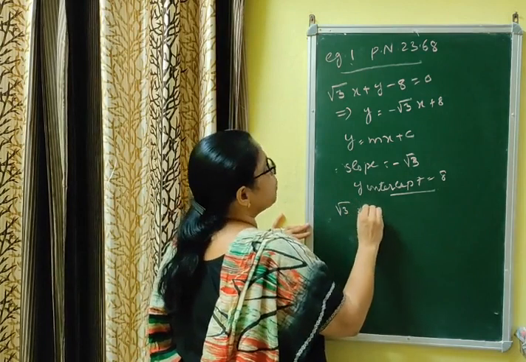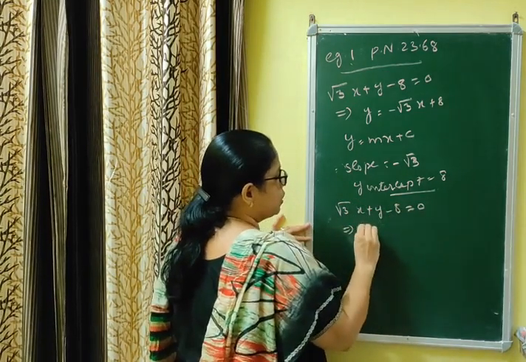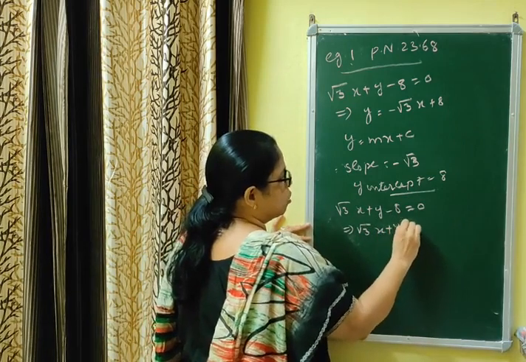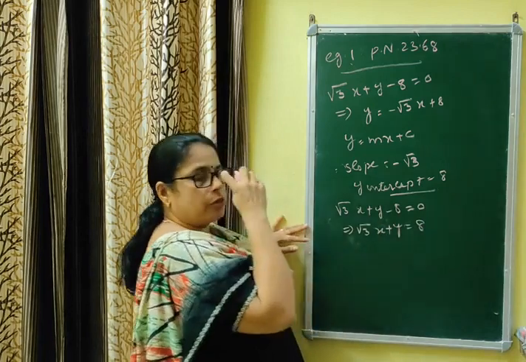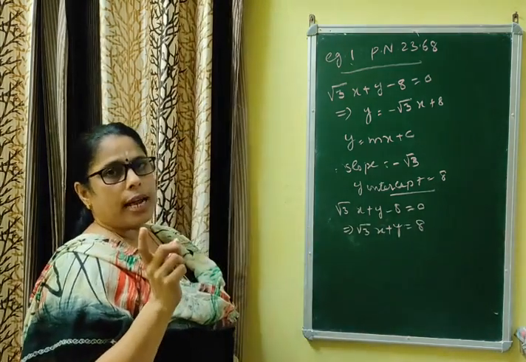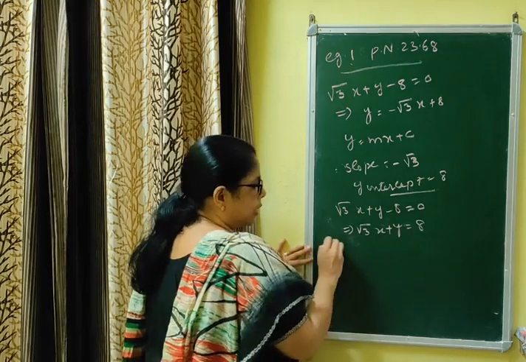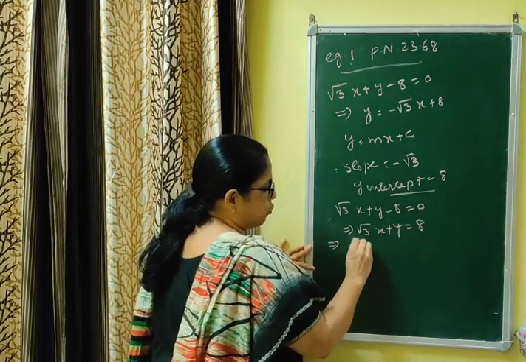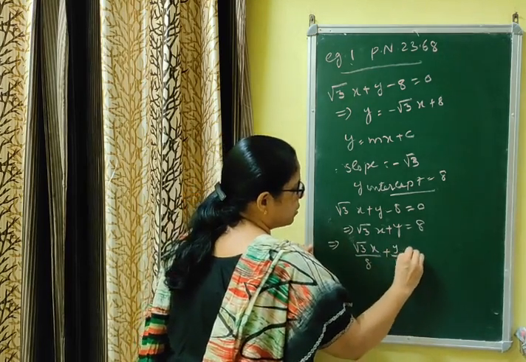Second, you have to convert into intercept form. Root 3x plus y minus 8 equal to 0 can be written as root 3x plus y is equal to 8, because we have to transfer the constant to the right side so that we can convert it into 1, by dividing the whole equation by the constant on the right side. Dividing the whole equation by 8, you get root 3x upon 8 plus y by 8 is equal to 1.